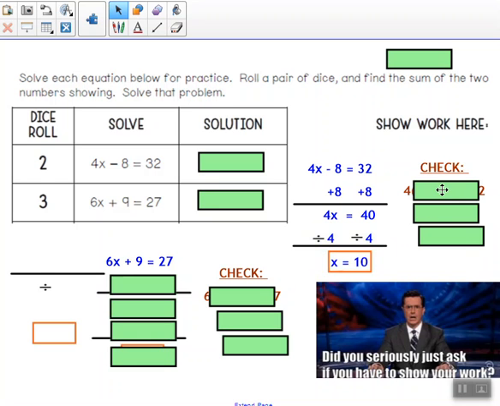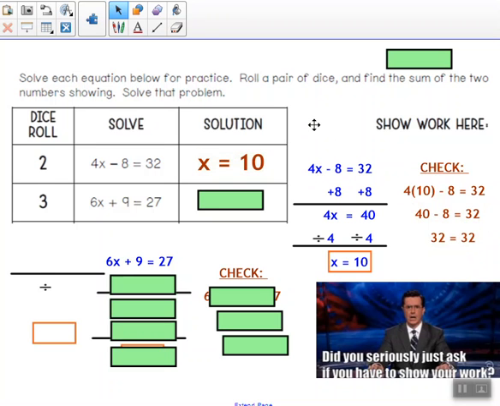Now let's just double check it. So I'm going to rewrite that with a 10 plugged in. 4 times 10 minus 8. I know that's 40 minus 8. And I know that that equals 32, so we're all right. Our solution was good. That is correct. Our solution is that x is 10. That's the only value that makes that one true, because these are equations, and like we said earlier, equations only have one value.